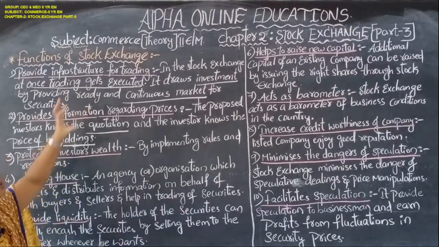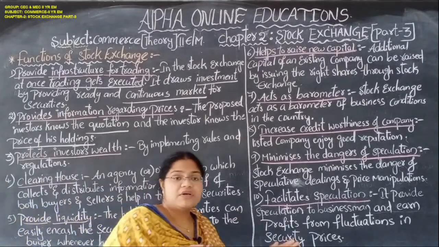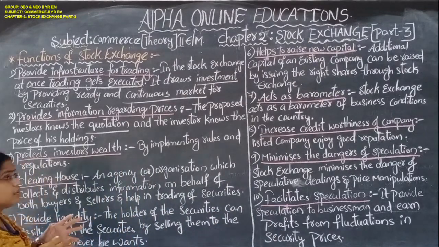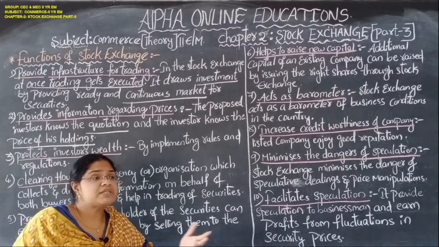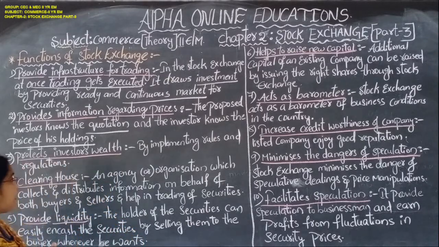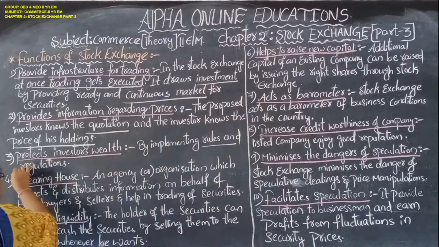So the stock exchange will protect the interest of the investors and the wealth of the investors. Why? Because there are a number of participants in the stock exchange. Anyone can do any kind of malpractices, means cheating. Anyone can cheat anyone. That's why the stock exchange implements certain rules and regulations.